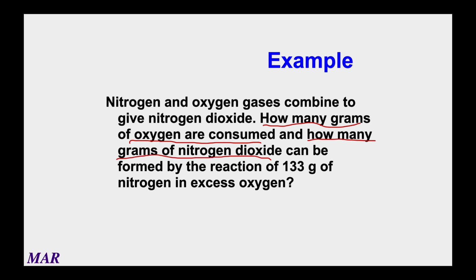So imagine that you are working at a chemical company and your boss says, all right, we got 133 grams of nitrogen, and let's pretend it's expensive. It's not really expensive because it's really abundant, but let's assume it's expensive. And your boss goes, okay, Russell, or whatever your name is, I want to know how many grams of oxygen I'm going to need to buy, and then how many grams of nitrogen dioxide I'm going to get out.